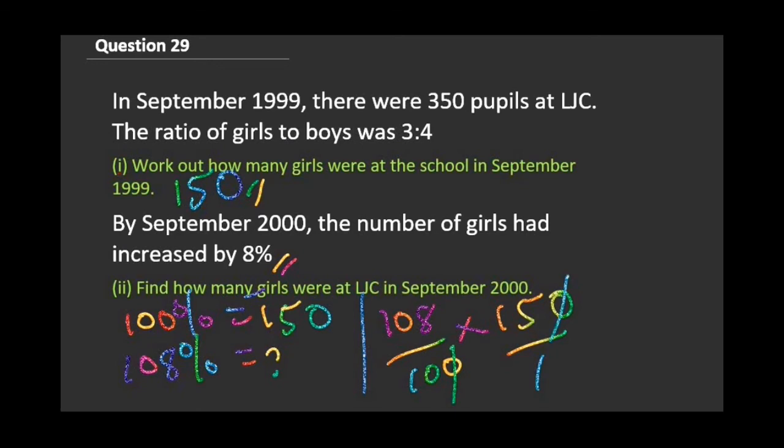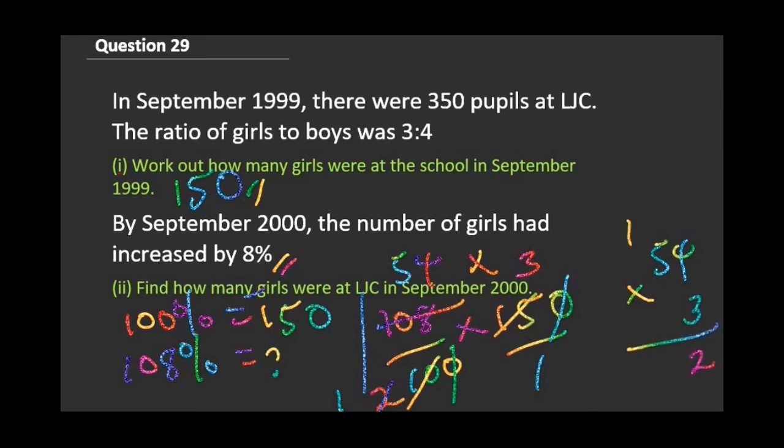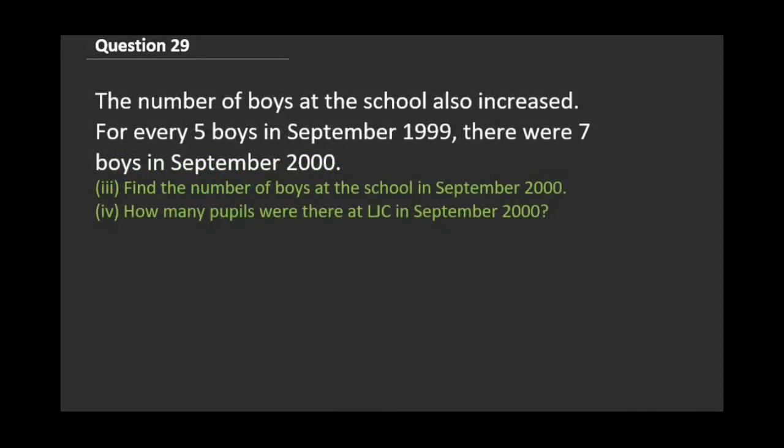0 cancels 0. 5 here 2. 5 into 15, 3. 2 here 1. 2 into 108 will give me 2 into 10 is 5. 2 into 8 is 4. Now 54 times 3. 3 times 4 is 12, put 1 here. 3 times 5, 15 plus 1, 16. 162 girls. Alright, the third part of this question 29.